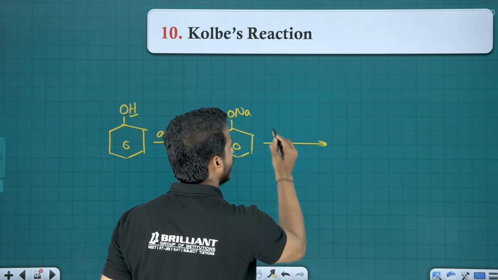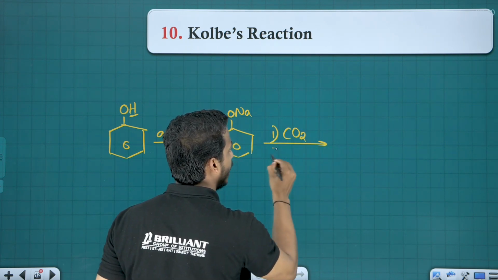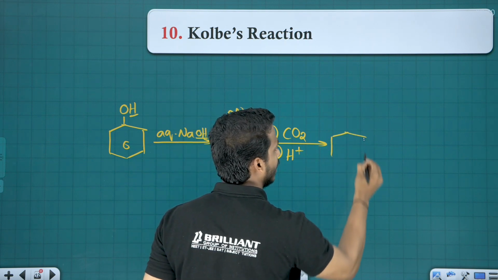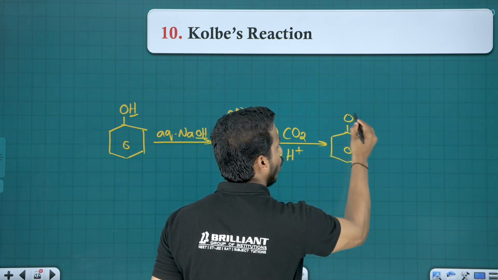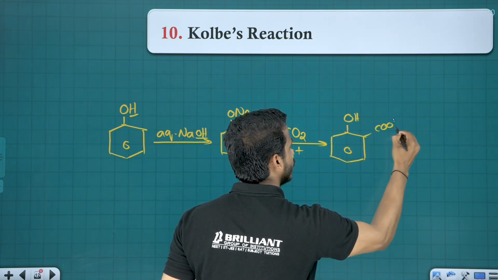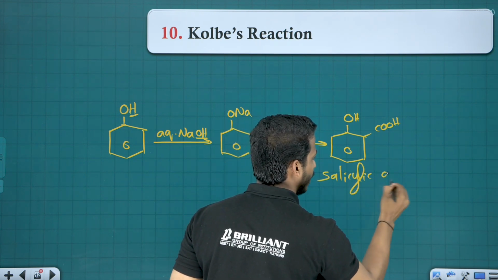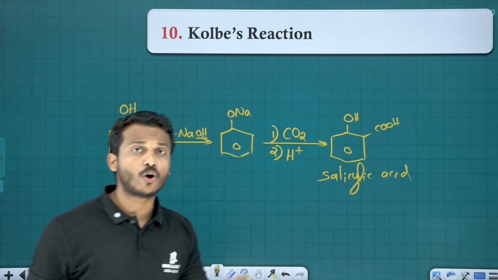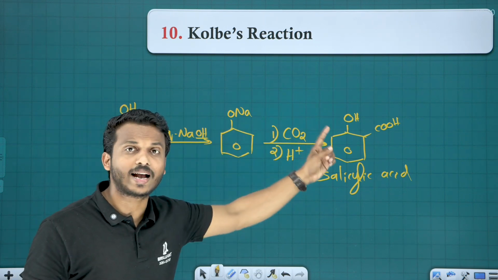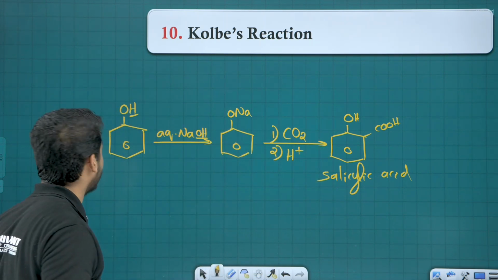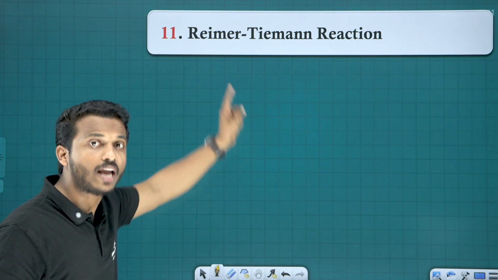Sodium phenoxide is first treated with carbon dioxide, followed by acidification. You will get salicylic acid. What is salicylic acid? OH and COOH adjacent to each other. It's called salicylic acid. Conversion of phenol to salicylic acid is called Kolbe's reaction.